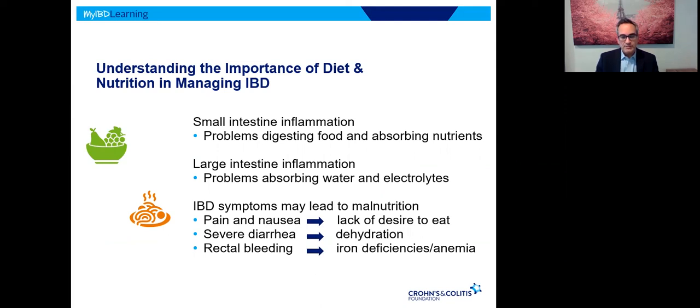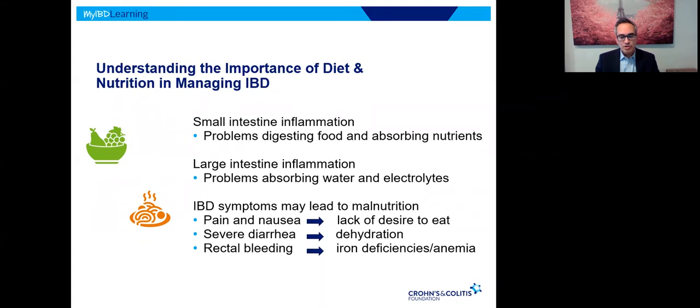In ulcerative colitis, and perhaps in Crohn's colitis, where the large bowel is inflamed, only the colon is inflamed. And so the small intestine continues to work normally, but the inflamed colon doesn't recycle water properly. And so you can get diarrhea that results in dehydration and electrolyte deficits. Compounding all this is that patients oftentimes do not eat adequately because eating provokes symptoms such as diarrhea and cramps.